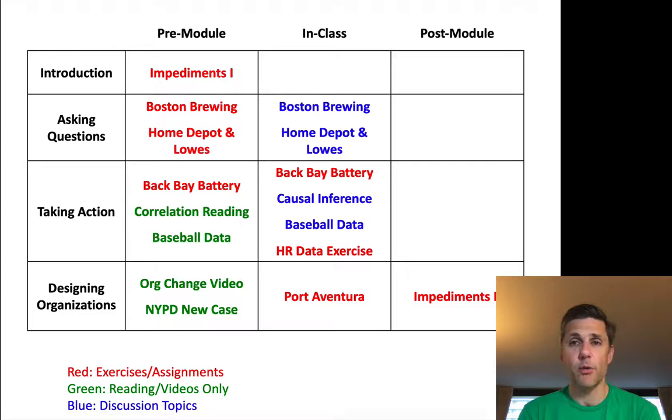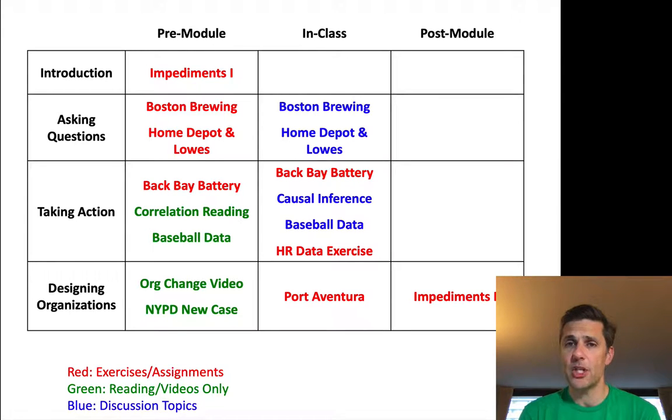In class, we'll do the Boston Brewing Company exercise with the financial ratios. I will walk you through my approach to Home Depot and Lowe's, and we'll talk a lot about other ways we could do it and hear from people in class about how you've approached it. We'll run through the Back Bay battery simulation, talk about forecasting. We'll talk a little bit about correlation and causality, again, hearkening back to stuff that you discussed with Professor Siemens earlier. And then we'll discuss the baseball data that I gave you before coming to class in some specific detail.